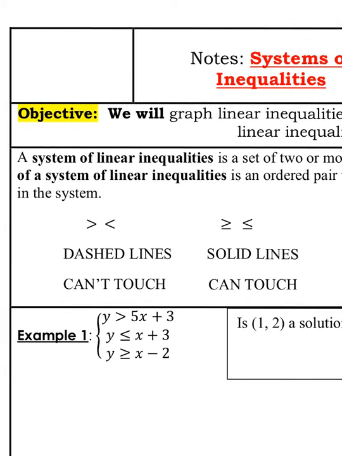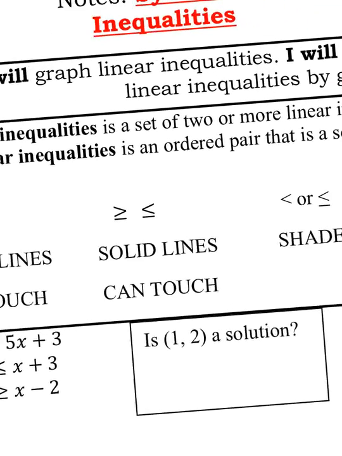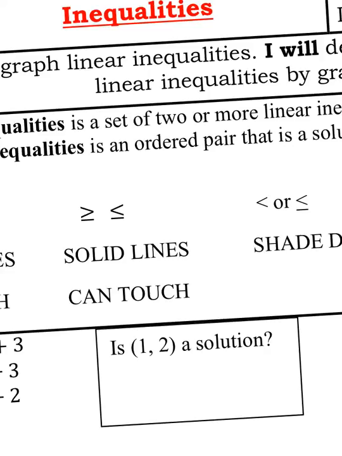You know that if you have a strictly less than or strictly greater than, you're going to have a dashed line, because a dashed line represents something that you cannot touch. If you were to put a dot right on that line, it would be saying something like 4 is less than 4. Well, 4 can't be less than itself. But the solid line represents something you can touch, because 4 can be less than or equal to 4 because of that or equals to option.